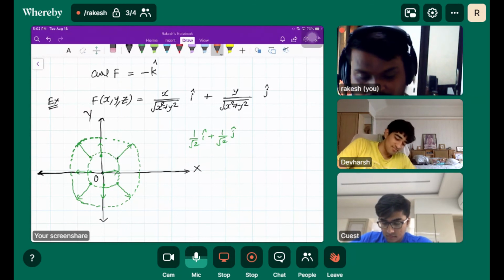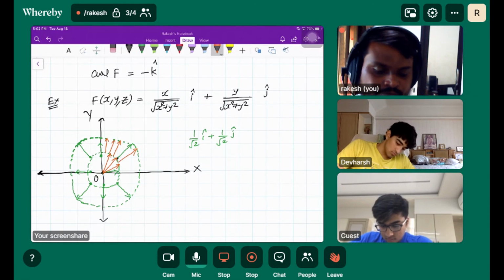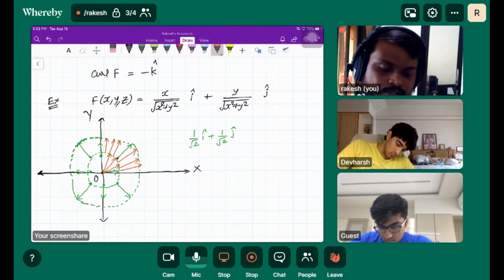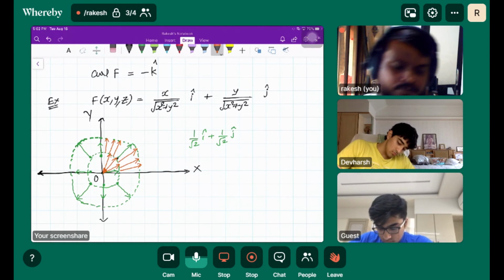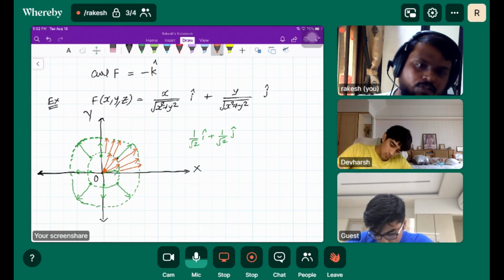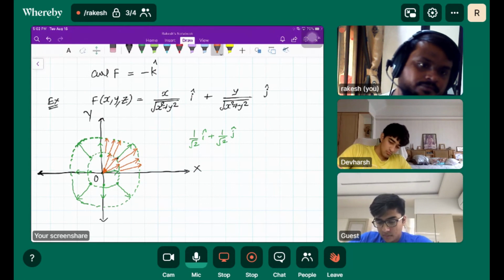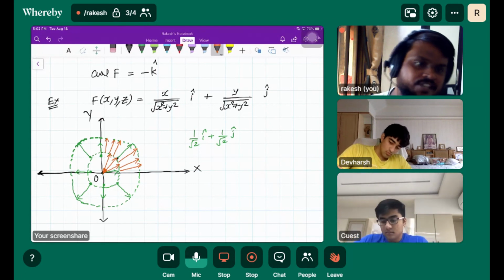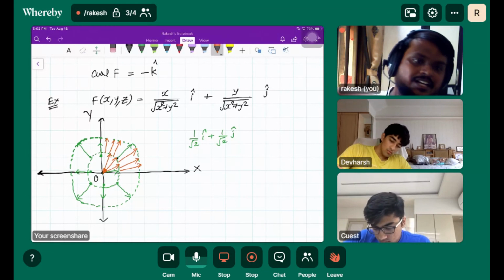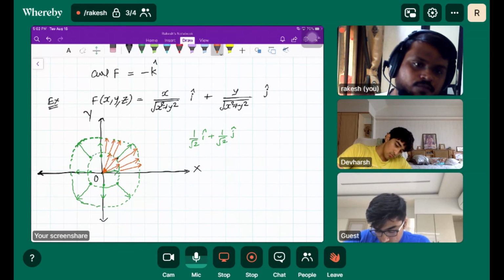So again, the vector is going away from the origin, and each vector length is 1 unit. All these vectors are coming from around the origin. It's not coming from the origin because we cannot plug in (0, 0). That's not the domain of this vector field. But one thing we can definitely be sure of is that each vector is going directly away from the origin, and the magnitude of each vector is 1.